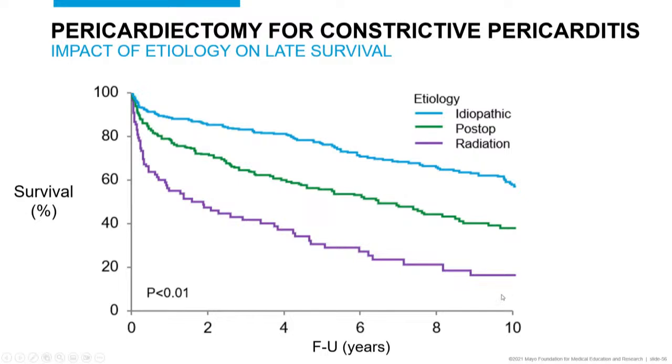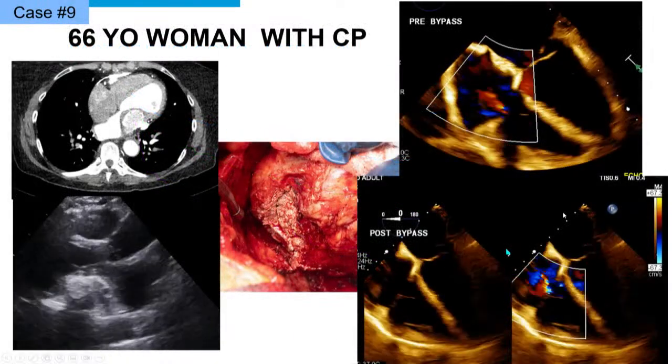The patients with radiation do worst, and post-op is second worst, and then patients with idiopathic, meaning most of them related to viral pericarditis, they do pretty good with the pericardiectomy. So radiation continues to be a problem. So we evaluate very carefully whether the patient will survive after pericardiectomy.